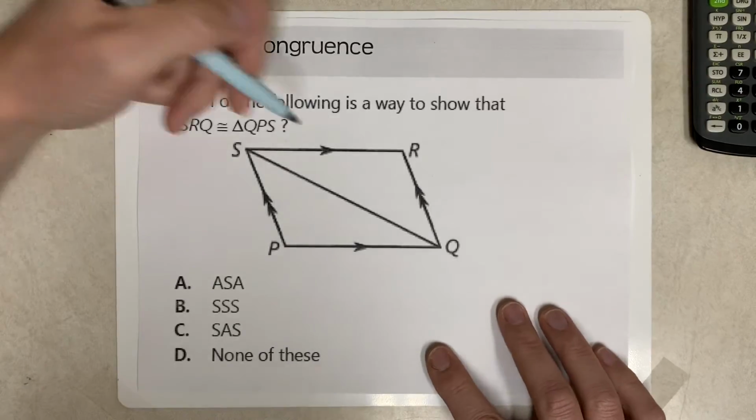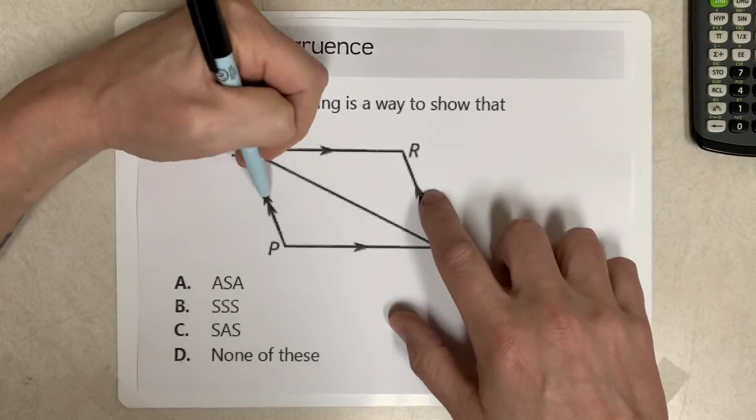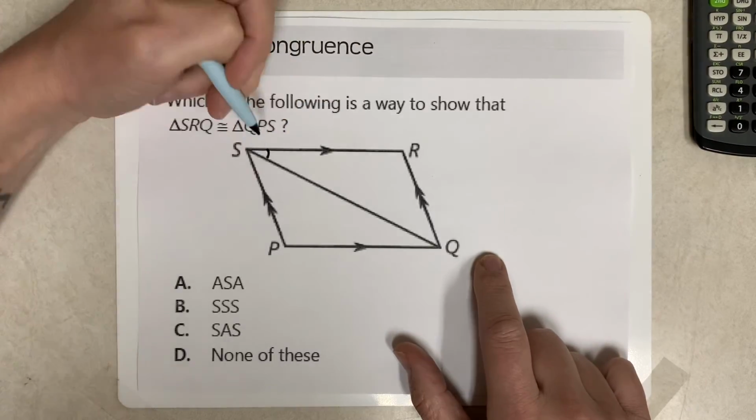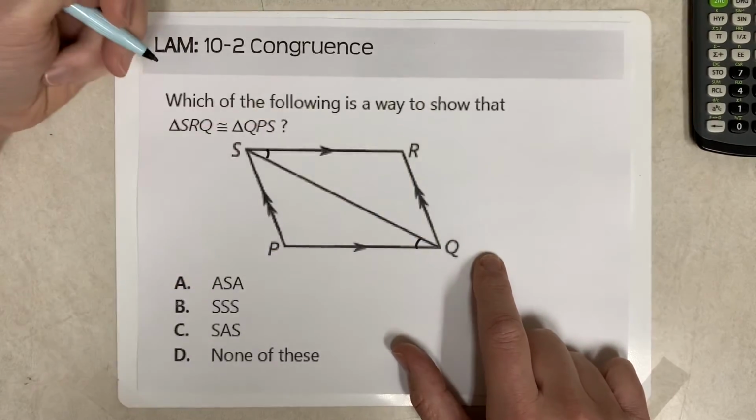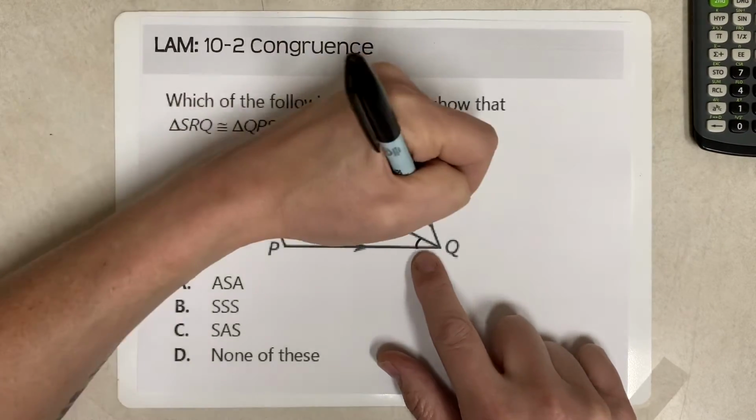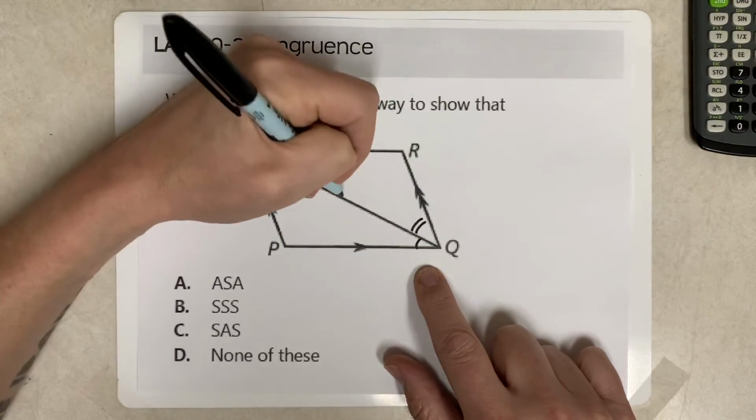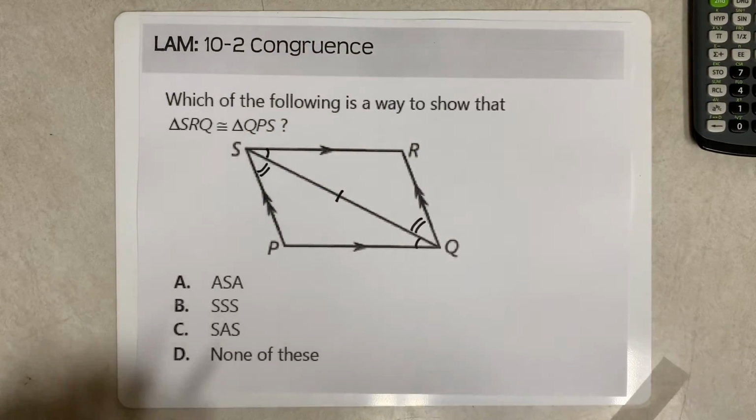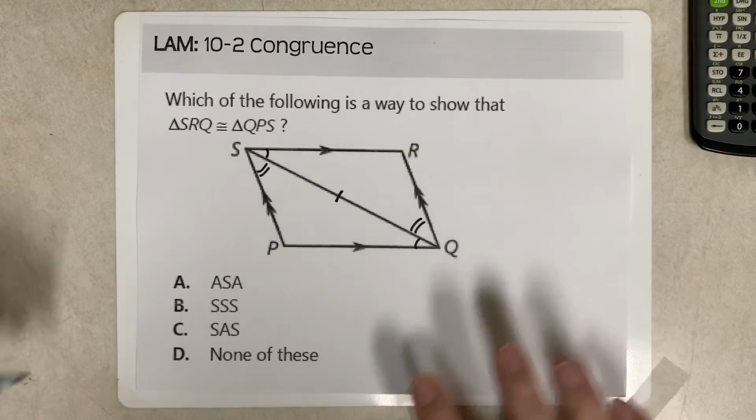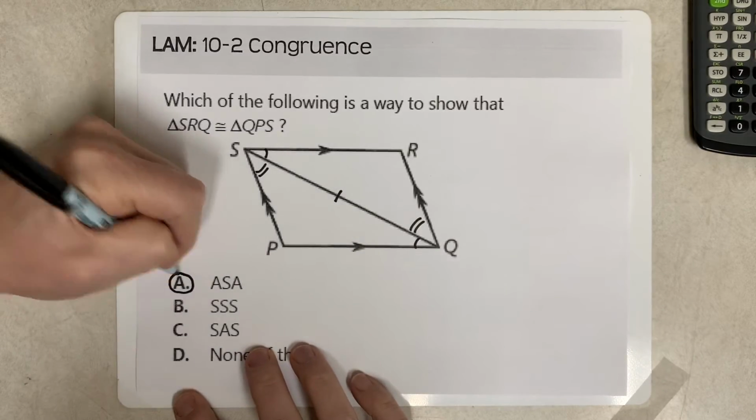Okay, this one we have, let's see, we do have two parallel lines. We do have a transversal. So we do have this angle and this angle congruent. And because they're alternate interior, we do have these two alternate interior. And we do have a shared side right there. So we can say for this one, angle side angle. So I will go with angle side angle.